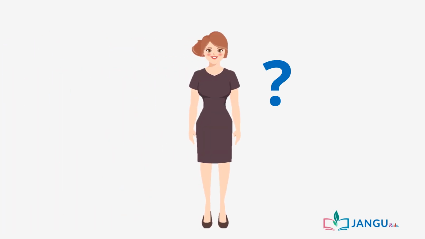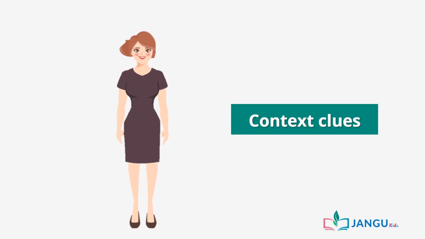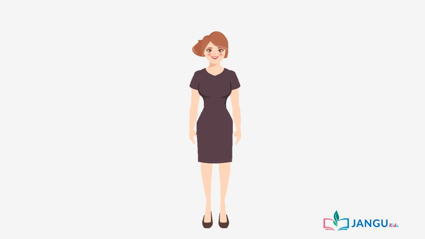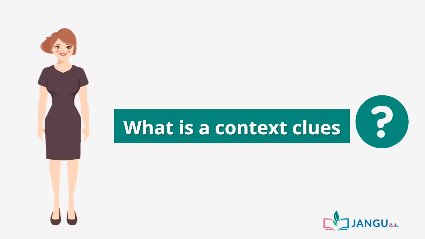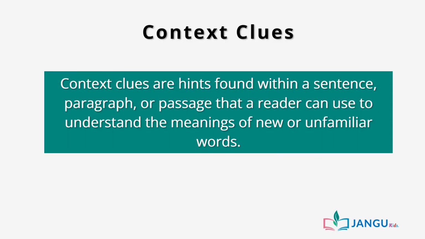Have you ever read a passage that had a few new words in them without ever figuring out what those new words meant? Now, sometimes we can use context clues from the passage to understand these words even without using a dictionary. Before we continue, can anyone tell us what a context clue is? Well, a context clue is a hint found within a sentence, paragraph, or passage that a reader can use to understand the meaning of a new or unfamiliar word.